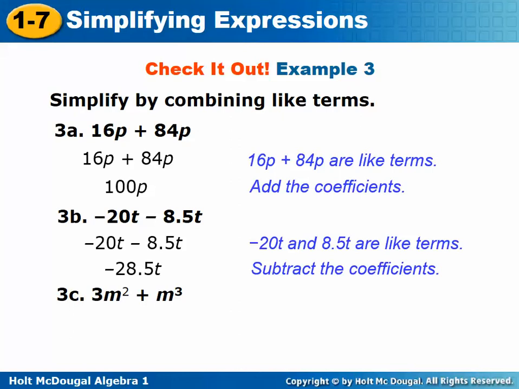Now look at c. We have 3m squared plus m cubed. I said that the definition of like terms was that they had the exact same variable raised to the exact same power. One of them's m squared, one of them's m cubed. Those aren't the same, so these are not like terms. So our answer is just to write that again. You can't simplify any more than that.